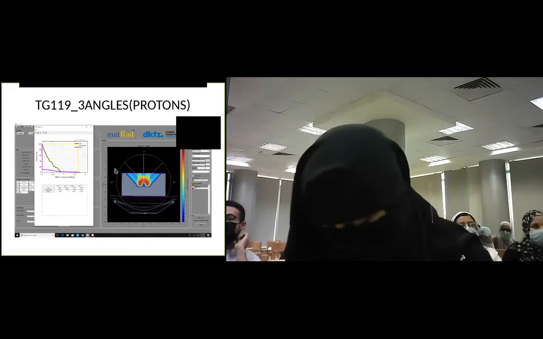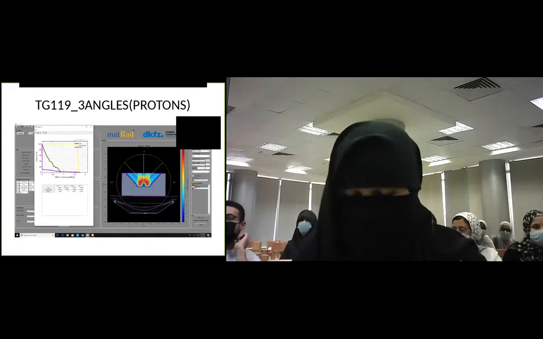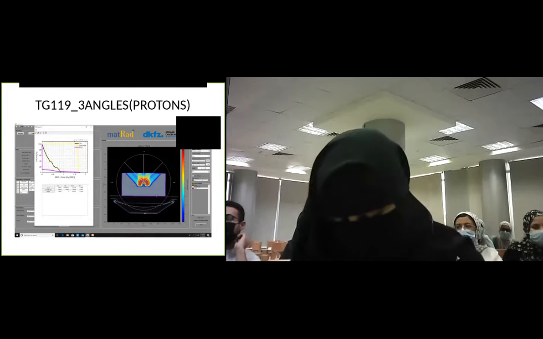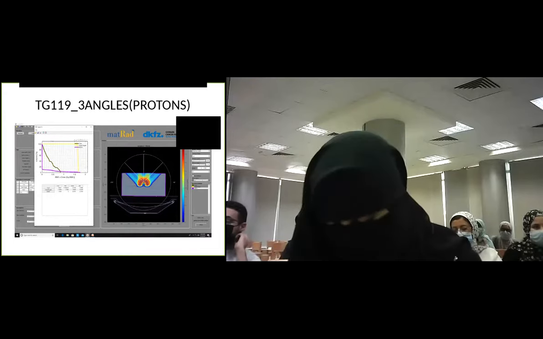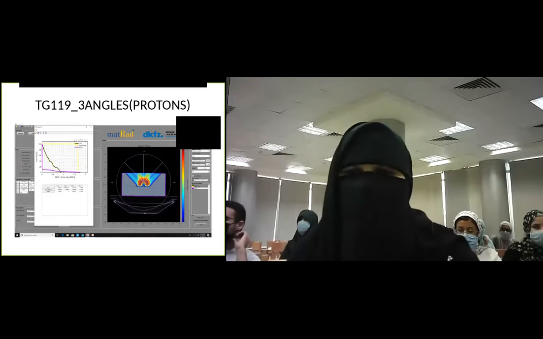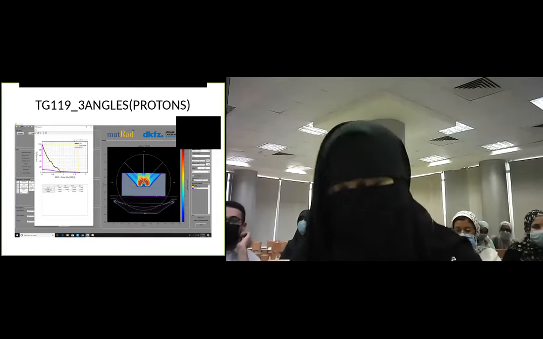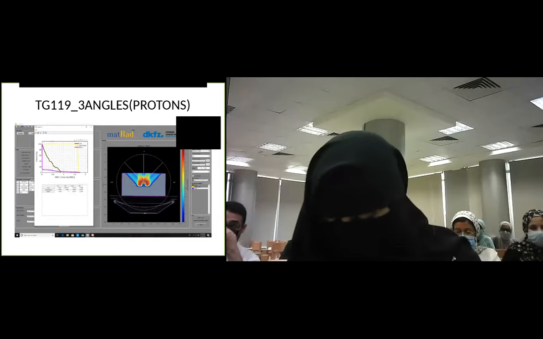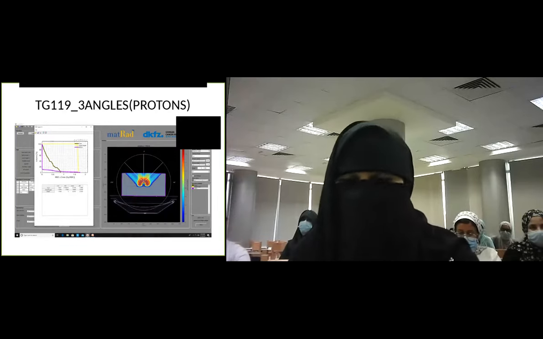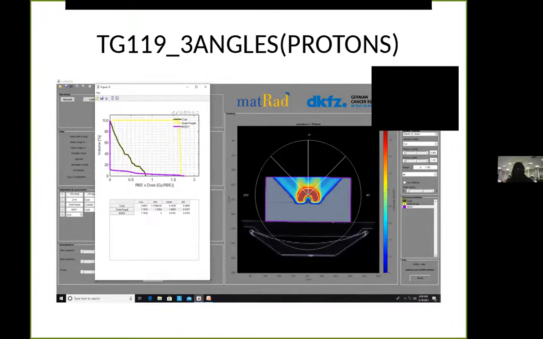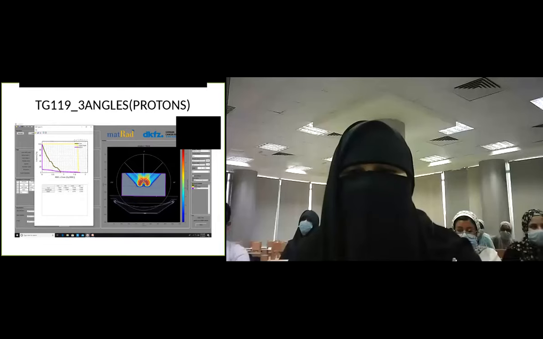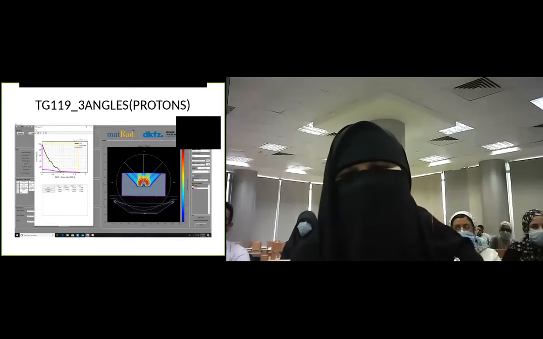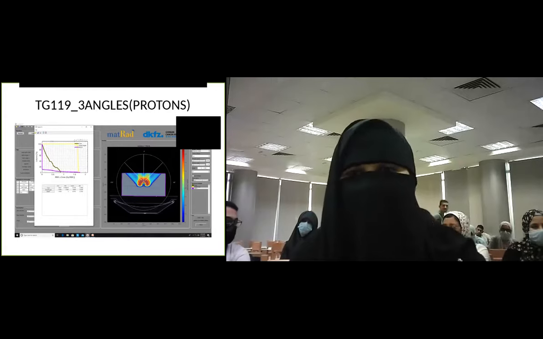was more absorption of radiation, unlike the core and organs of the body. The treatment with proton in a three-angle beam is very good to kill the cancer cells and protect the normal organs without damaging them.